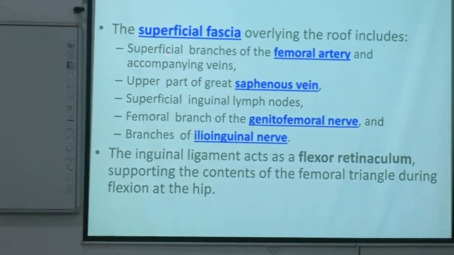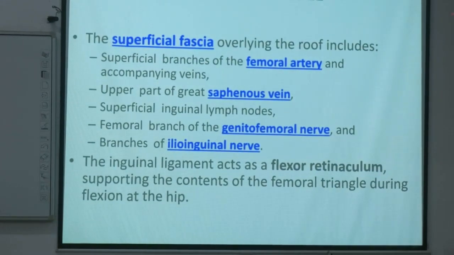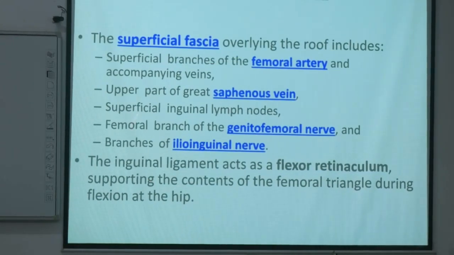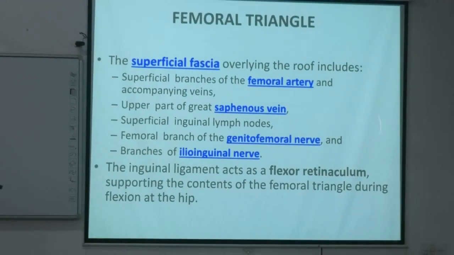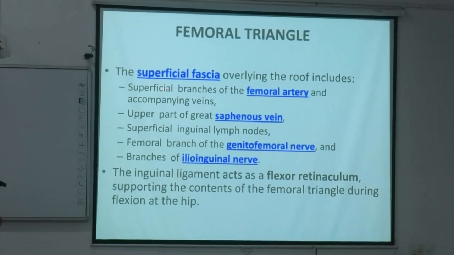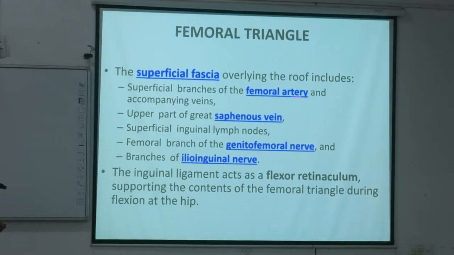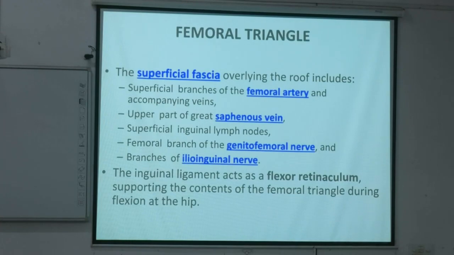Next, the superficial fascia. Overlying the roof, it includes these structures. These are important. Subcutaneous structures. Superficial branches of the femoral artery. There are three superficial branches of the femoral artery, and accompanying veins.